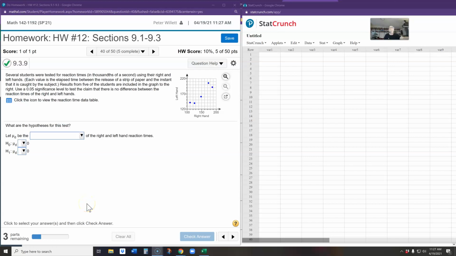Hey there, students. So what I've got for you here is a problem from the third section, our final section of chapter 9. This specifically is number 40 on the homework number 12 problem set.